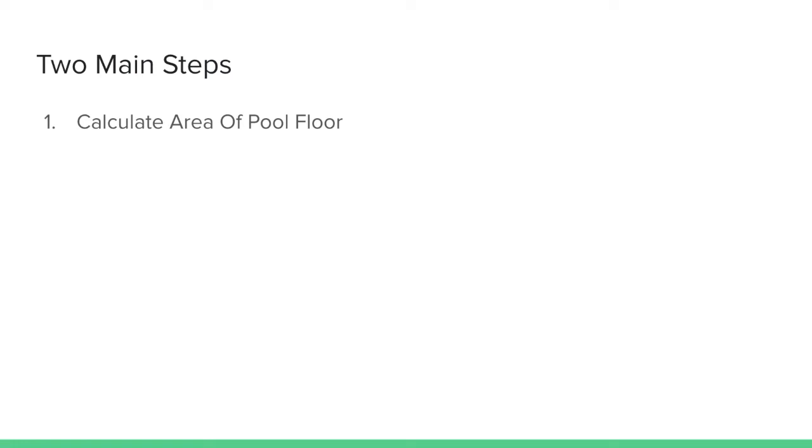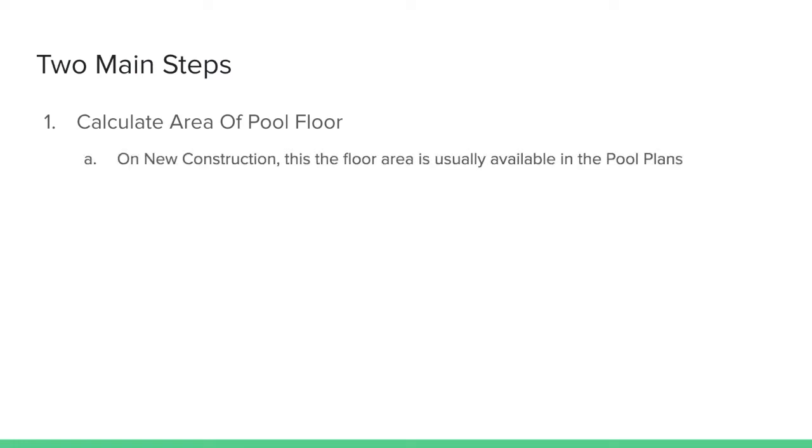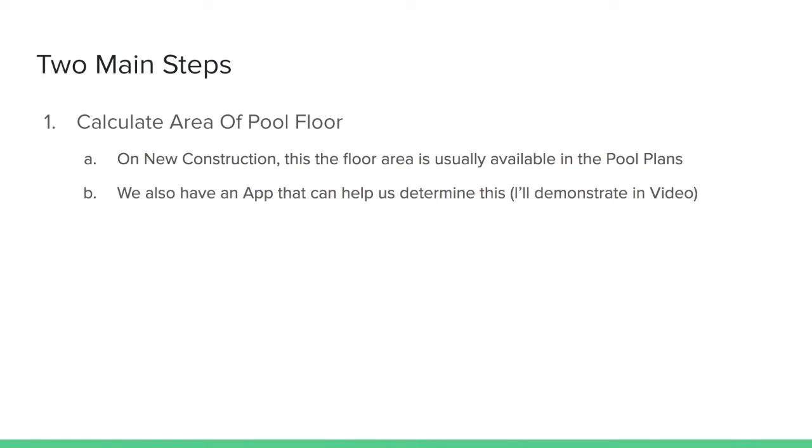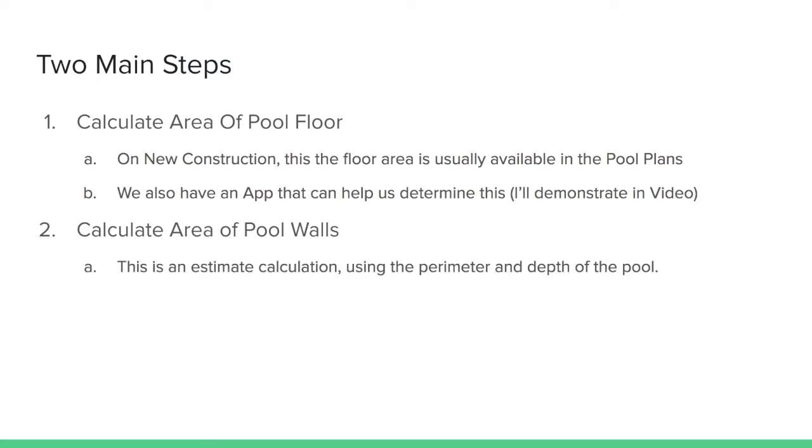The first one is to calculate the area of the floor. On new construction, this area is usually provided with the floor plan. We also have an app that we will be using for remodels and for cases where new construction doesn't provide area. And step number two will be to calculate the area of the walls. And this is an estimate using the perimeter and the depth of the pool.